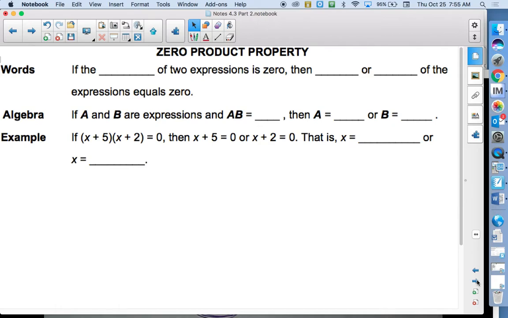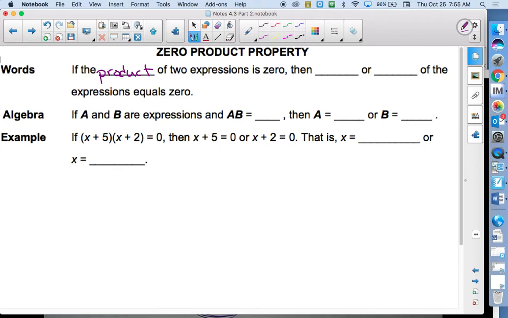So product means what? If you have the product of something, what does that mean? Melanie? The answer of a multiplication problem. Factoring is multiplication. So the zero product property goes along with factoring. So if the product, meaning we have a multiplication problem, that's the answer to a multiplication problem, of two expressions is 0. So I have these two expressions, they're equal to 0.